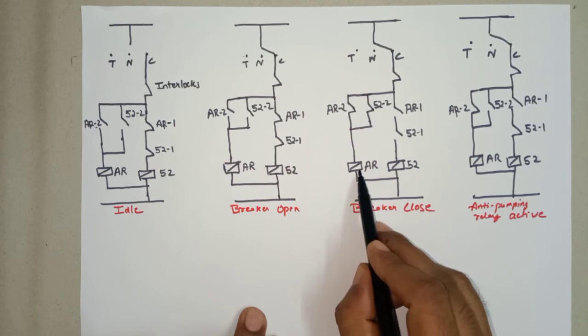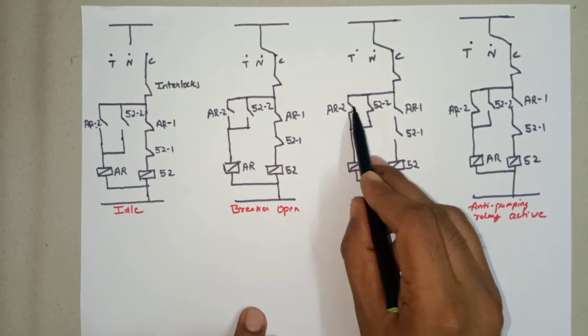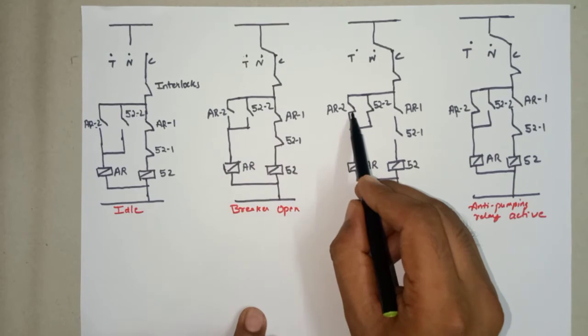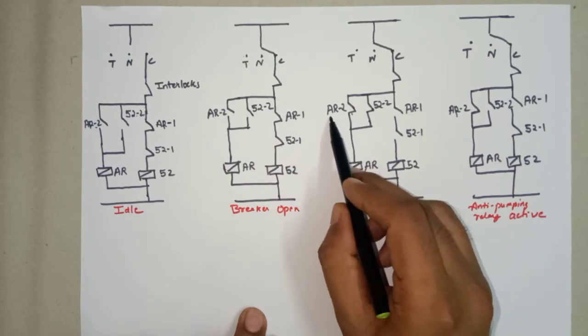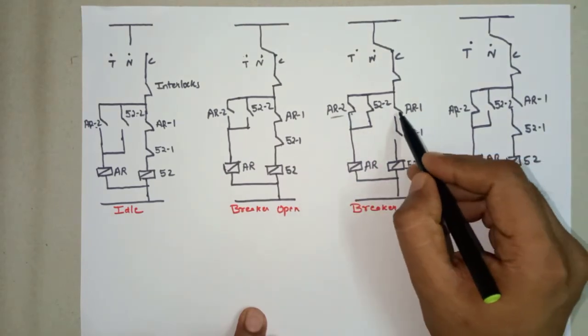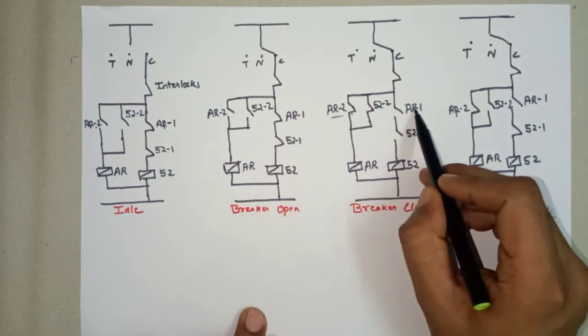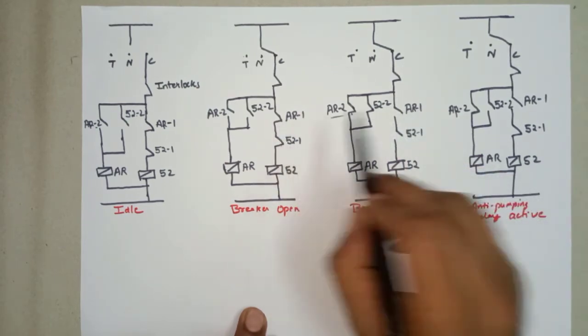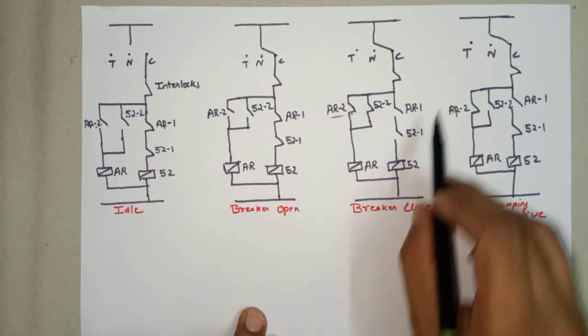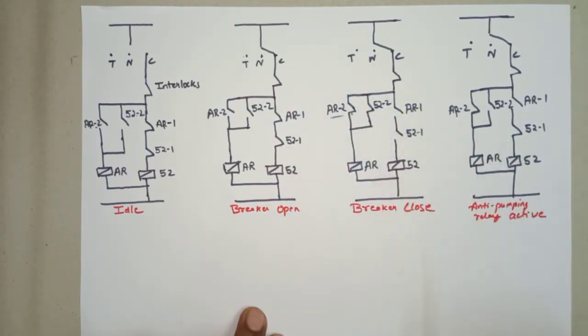When voltage extends to the anti-pumping relay, this AR2, which was NO here, will pick up. Now it has become NC. It is called the self-holding contact of the relay. And this AR1, which was NC, has become NO. Now this is the condition when the breaker is in close.